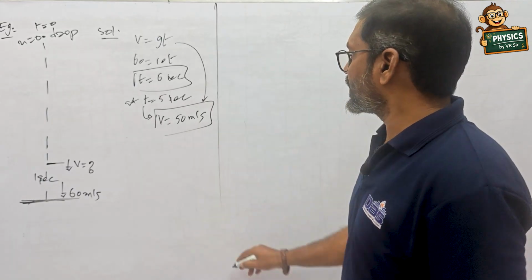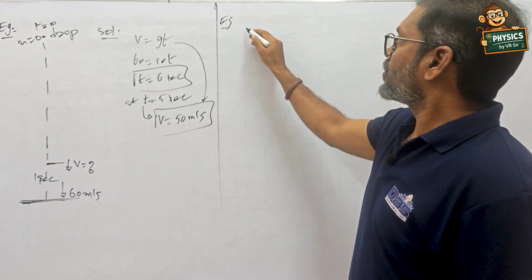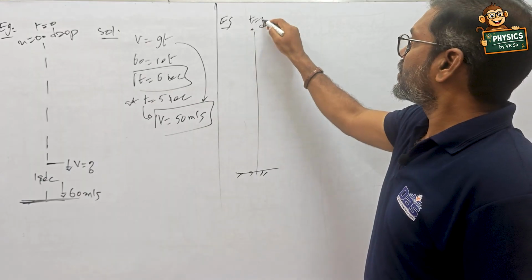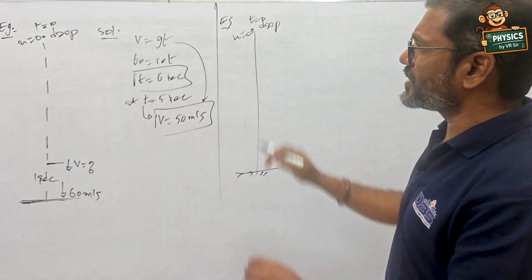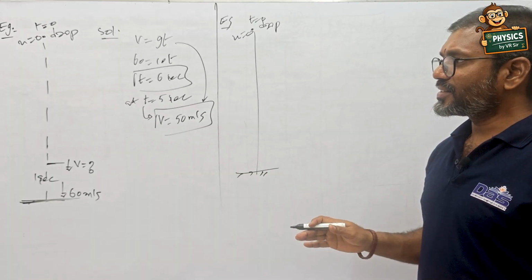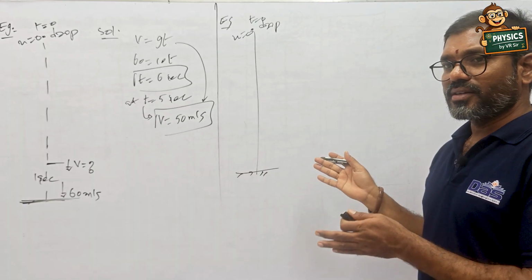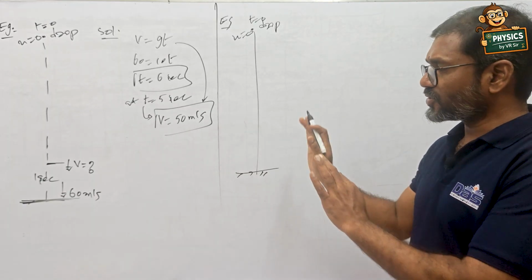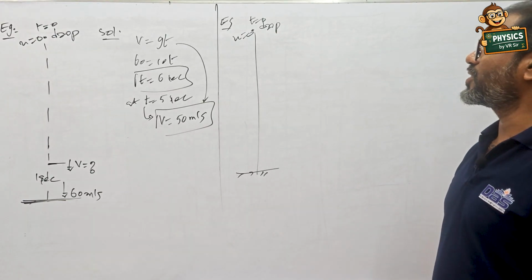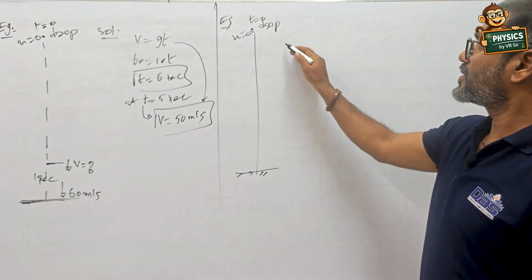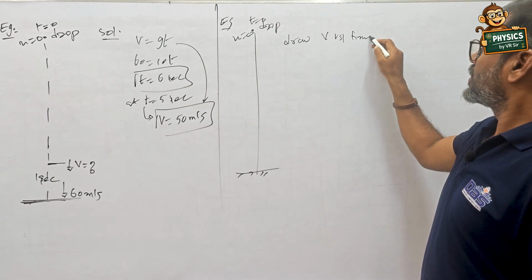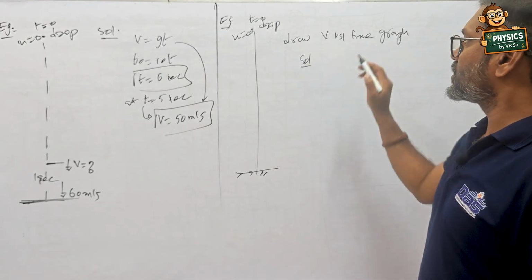Then next example, an object dropped from some height, at t equal to 0, initial velocity 0. Same condition, because I am discussing the object dropped from some height. I am not entering the rest of the cases. First case only I am discussing. That is why I am always giving the same initial conditions. Now they are asking, draw velocity versus time graph.